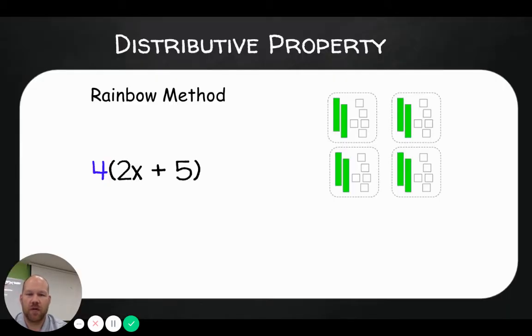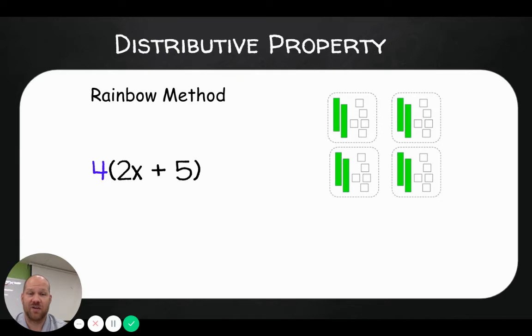The first one, and this is where we get into what's called the distributive property. There are 2 methods I'm going to look at here. The first one is what I call the rainbow method. The reason I call it the rainbow method is because when you are multiplying, like in this case, we have 4 groups of 2x plus 5. I've got the picture of it right there. You might take a moment and write down what you think the simplified algebraic expression is for this.